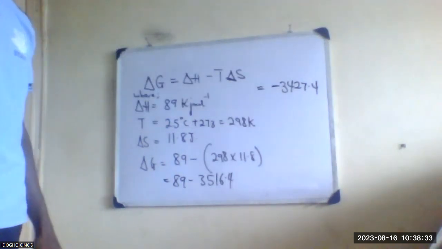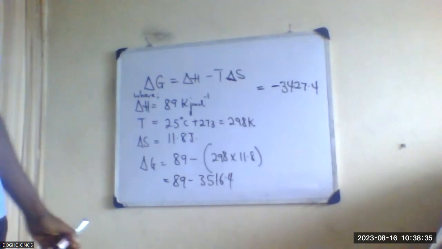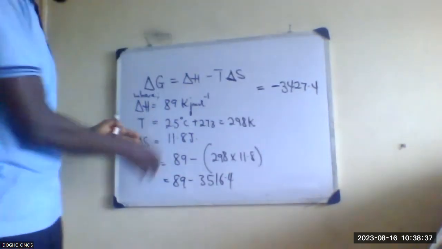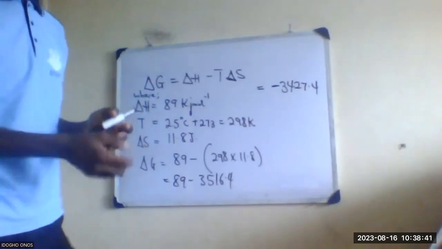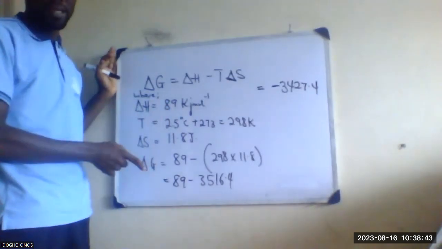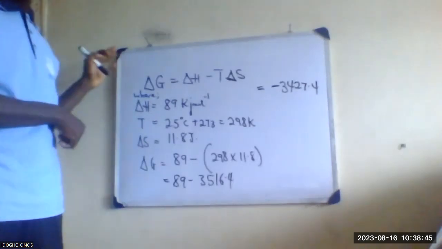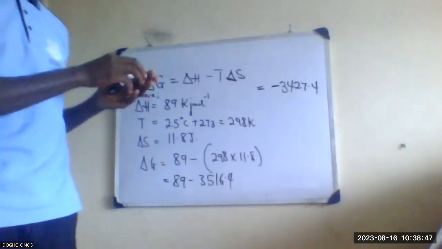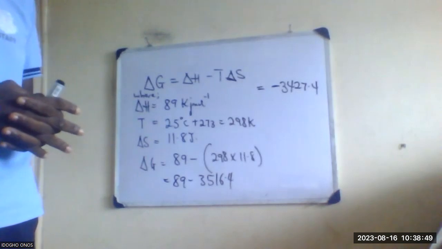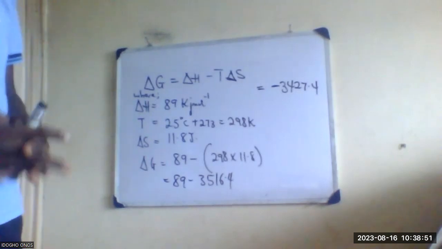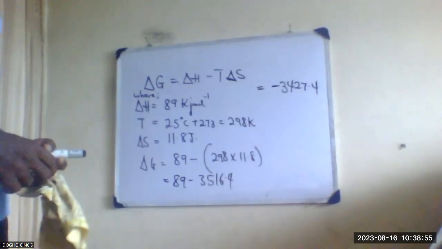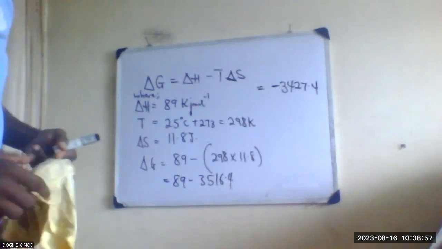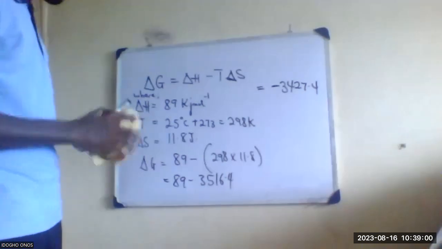Because your value here is negative. That's why. So the child cannot say it is spontaneous because the free energy change is positive. Even if the child said it is spontaneous, it is right, but the reason is wrong. So that will make the mark invalid for such a case. It is the reason that determines whether the child gets the mark or not. Any question?